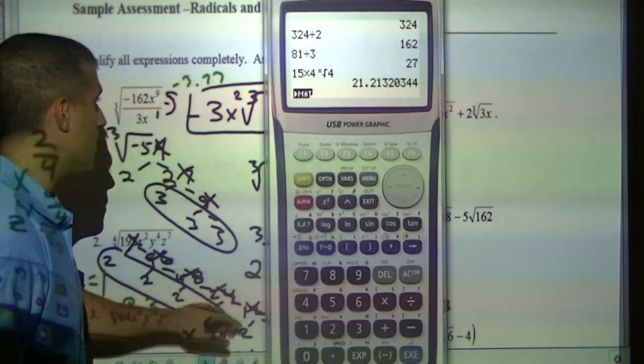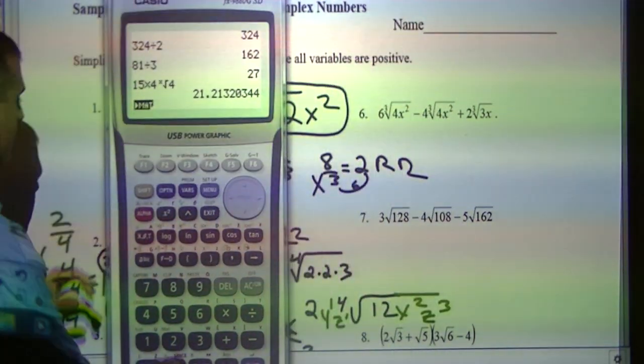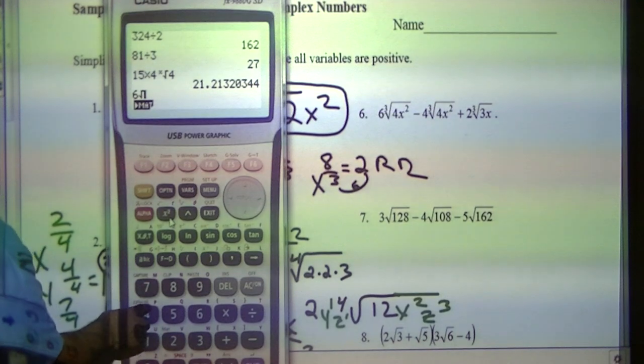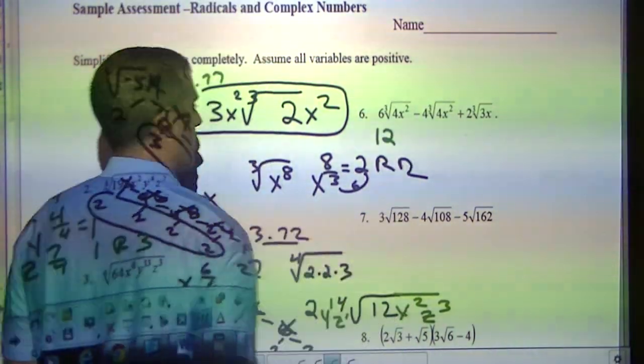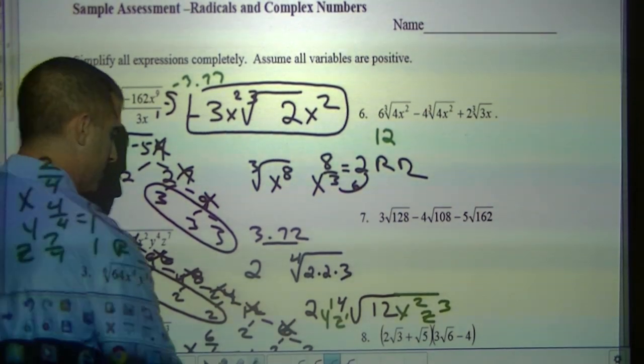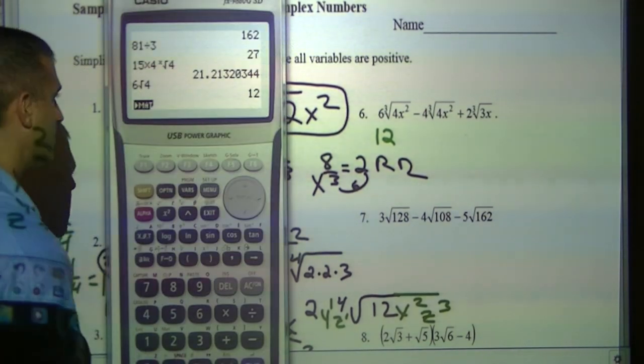Okay, so let's look at our number. Let's do 6 square root of 4. That's 12. All right, well, I've got 12 there. We'll get to the variable in a second. Let's do some of the other numbers.